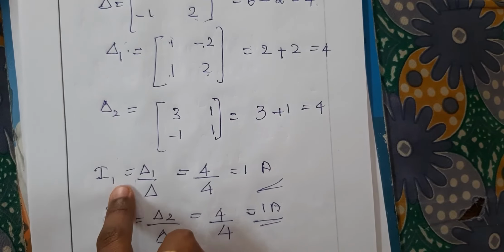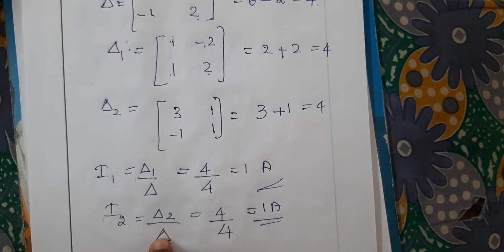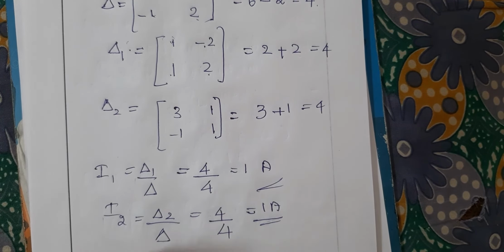Next, what is the I1 formula? Del 1 by del, and the value is 1 ampere. Next I2 is again 4 by 4, which is 1 ampere. So I1 and I2, this is the value. This is the answer, that is 1 ampere.